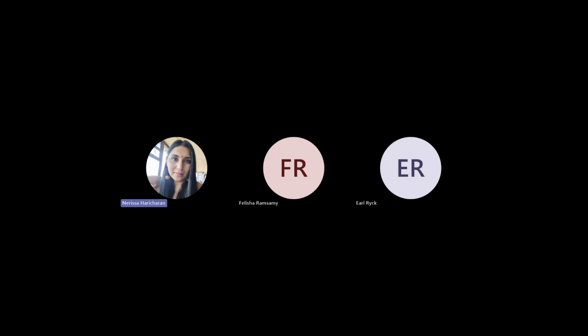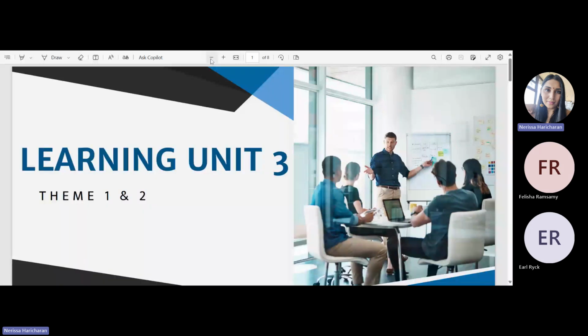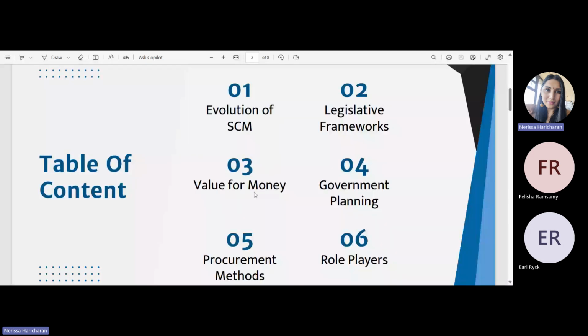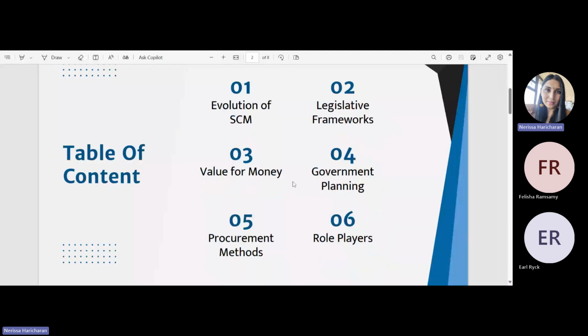Okay, so we've now gone into learning unit 3. I've combined theme 1 and theme 2 together. In this particular theme 1 and theme 2, we've got 6 different variations, which we're going to go through. We're talking about the evolution of supply chain management, so basically where it started, the different legislative frameworks, something called value for money, government planning, procurement methods, and then role players.